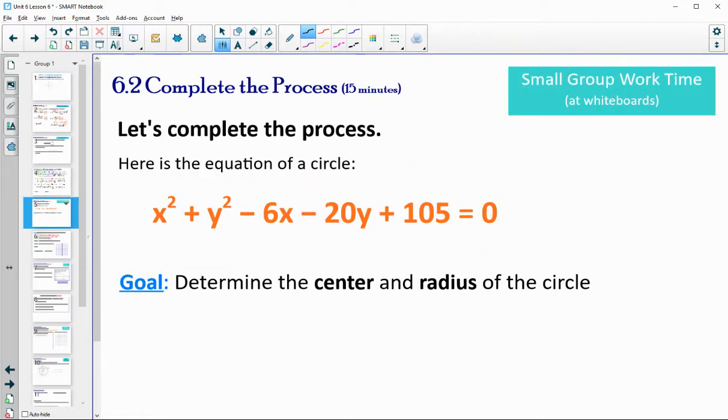So on page 45 in your book, go ahead and look at what Elena did in her steps. So the goal is to determine the center and the radius like we just did. And she was given this problem to start. So go ahead and take a look at each step, writing down what you notice that Elena did. And then come back to the video for help.